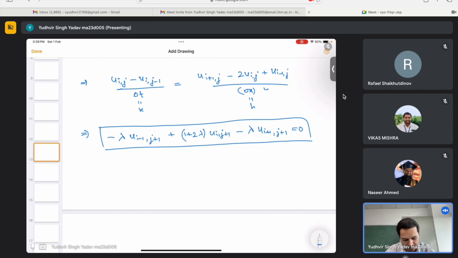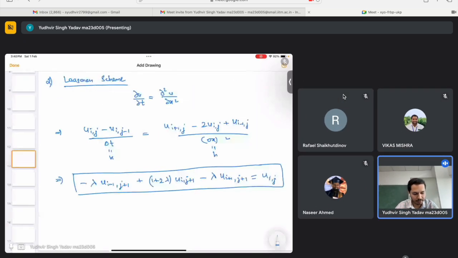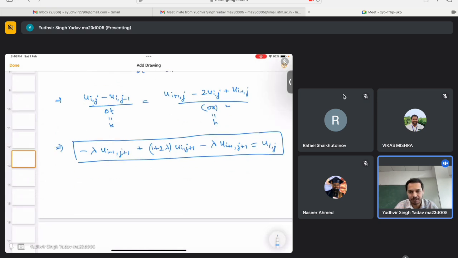Now here you can see that this is equal to u i comma j. As you can see, we are using the j plus 1th level solutions in order to find the jth level solution. So this kind of scheme is said to be an implicit scheme.